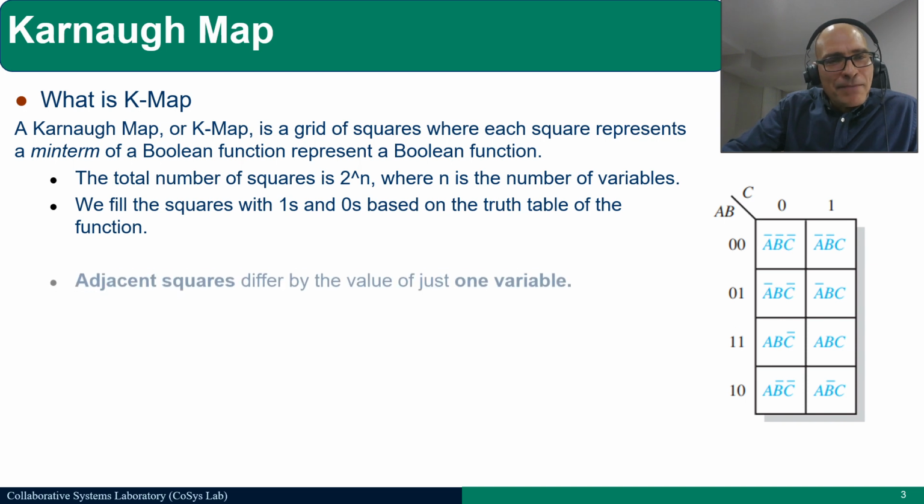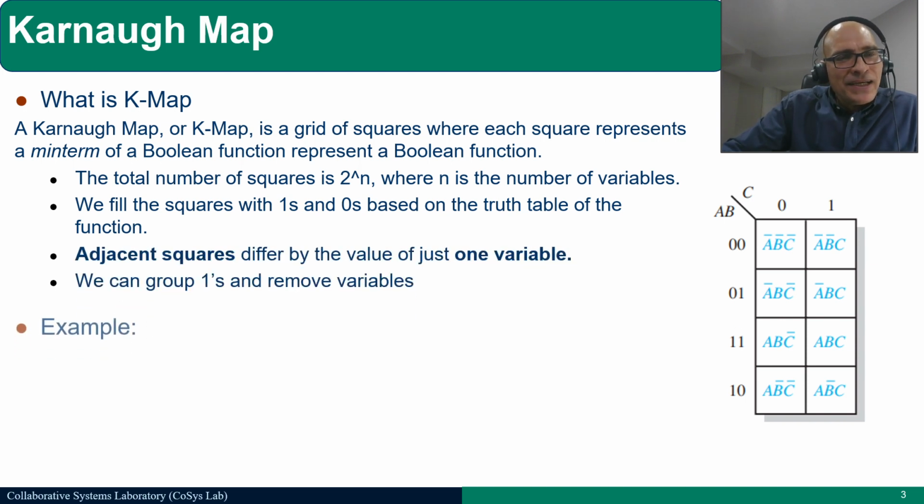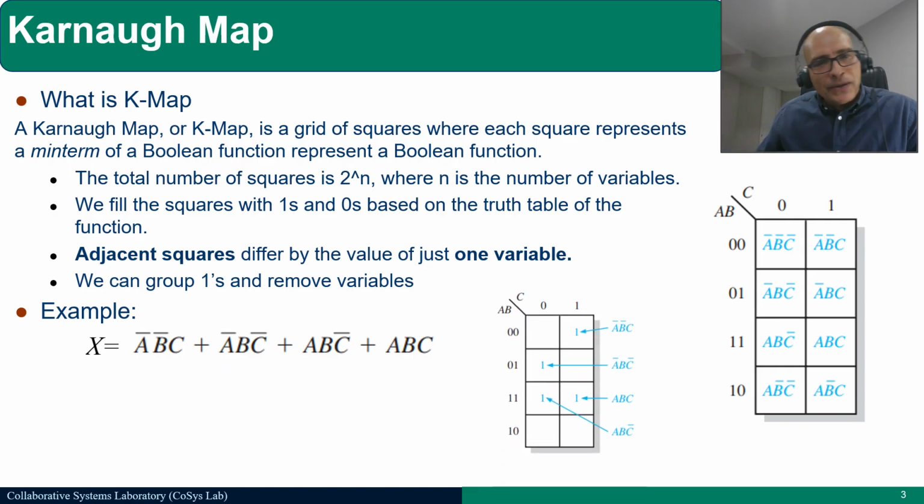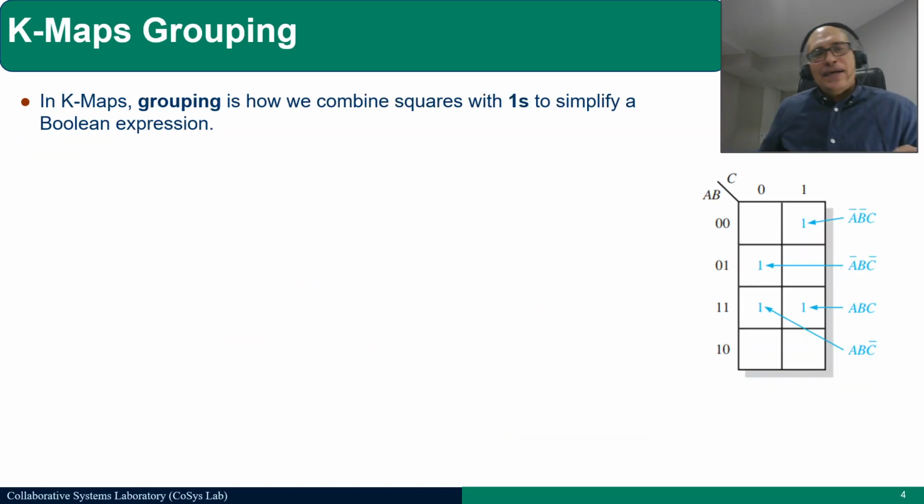So for example, imagine we have these expressions. X has 4 minterms, so the corresponding Karnaugh map structure for that is like that. How we can group them and how we can shrink them, we're going to see next. First is the grouping part. Grouping is a very challenging part and is a process of combining squares with ones to simplify a Boolean expression.